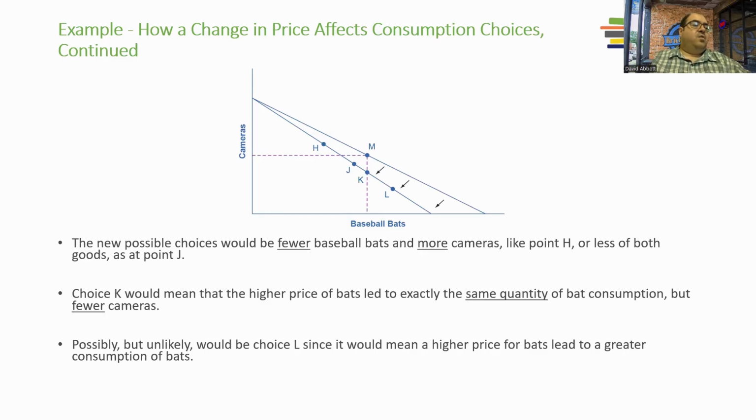For example, since Sergey purchases all of his products out of the same budget, a change in the price of baseball bats would also have a range of effects, either positive or negative, on his purchase of cameras. A change in the price of one good can also have a range of effects, either positive or negative, on what is being consumed of other goods. And we see that.